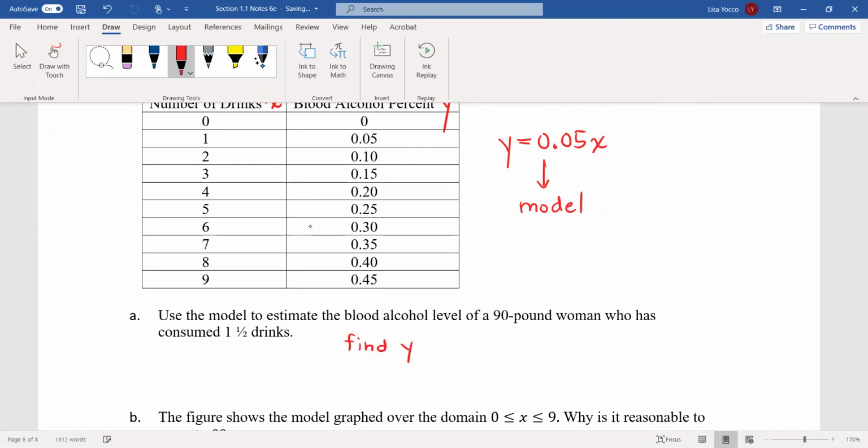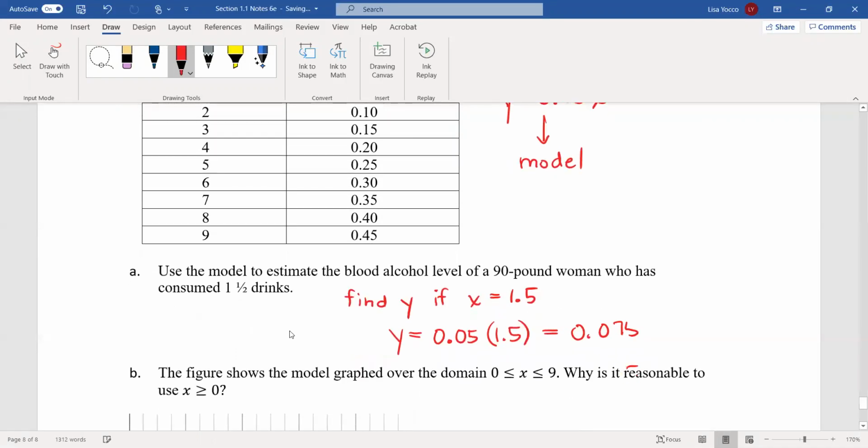We just simply need to find y if x is 1.5. So I substitute 1.5 in there, and that's how much? Should be able to do that in my head. My brain doesn't want to do that right now. 0.05 times 1.5 is 0.075.